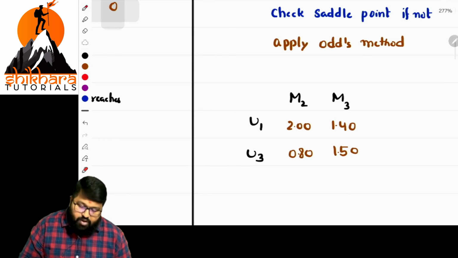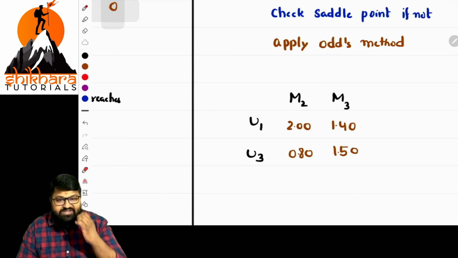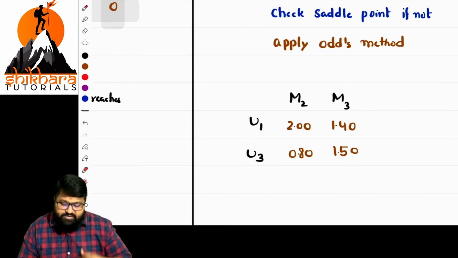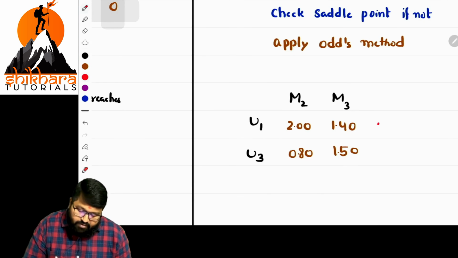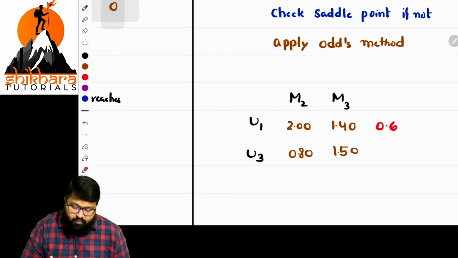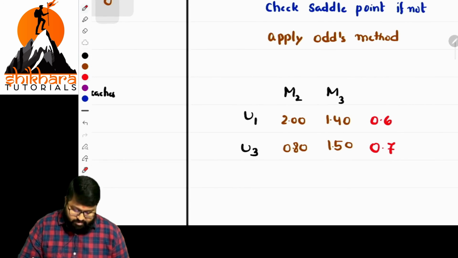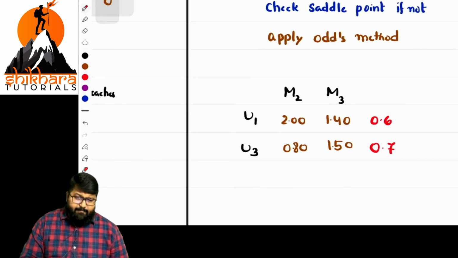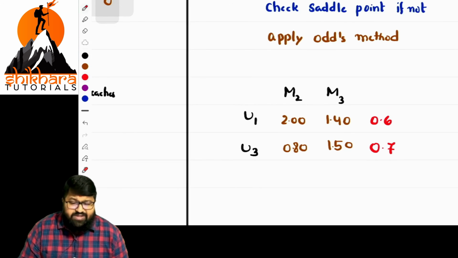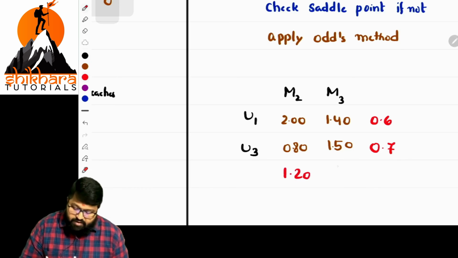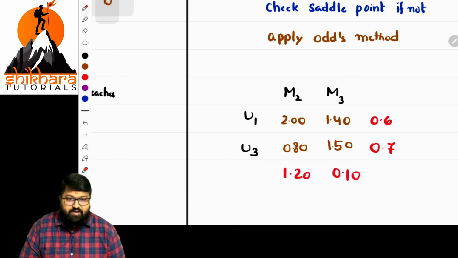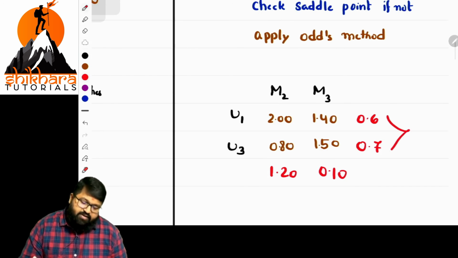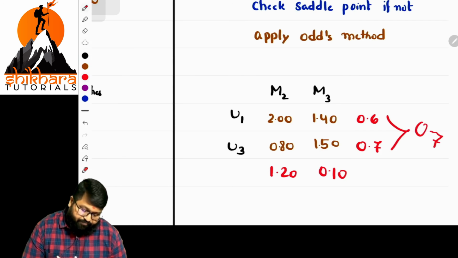So here, what is the basic step in the case of pure strategy? Find the difference between the two values. Here, what is the difference between these two values? 0.6. And here, what is the difference? 0.7. Clear? And here, in the case of M2 and M3, what is the difference? In the case of M2, it is 1.20. In the case of M3, it is 0.10. Am I clear? Now in this case, to find the saddle point, find the maximum value.